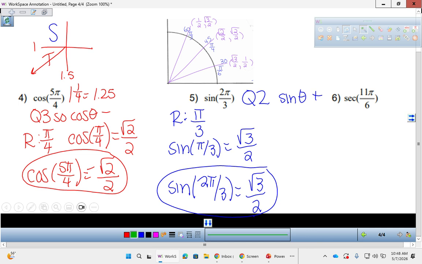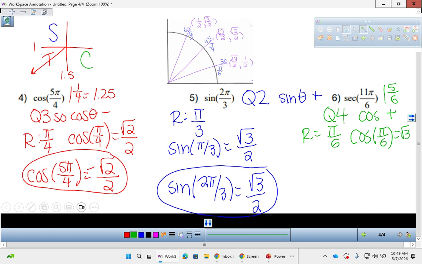For the last one, I'm thinking about the fraction 11/6. Well, that's 1 and 5/6, which is more than 1 1/2, because 1 1/2 would be 1 and 3/6. So this is bigger than 1 1/2, but it's less than 2. So this is somewhere in quadrant 4. And what I know about quadrant 4 is that secant pairs with cosine, and in quadrant 4, All Students Take Calc, cosine is positive. So my final answer is going to be positive. My reference angle is pi over 6, because the denominator is 6. So the cosine of pi over 6 is the x value at pi over 6, which is root 3 over 2.